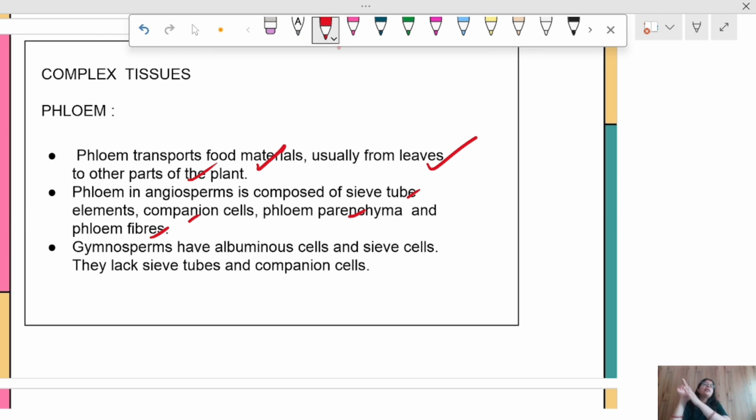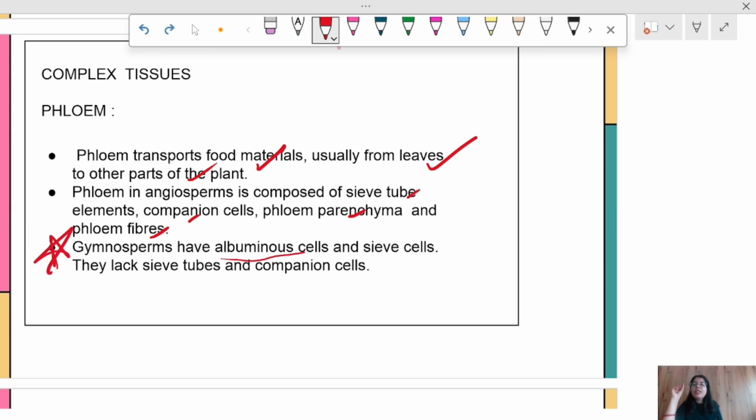In the previous tissue, xylem, tell me how many cells were dead and how many were living. Write in comments. And in this one, three are living and one is dead. Phloem fiber is dead, the rest are all living. Very important point, very important point.